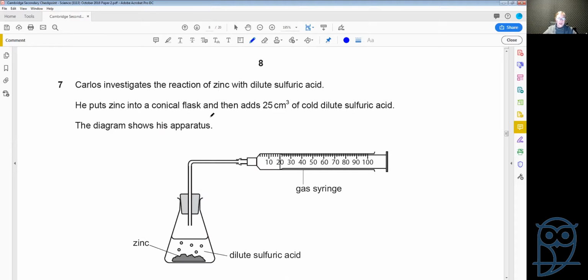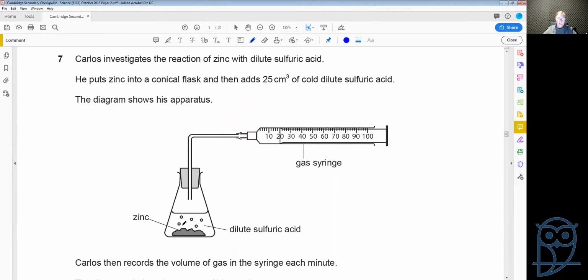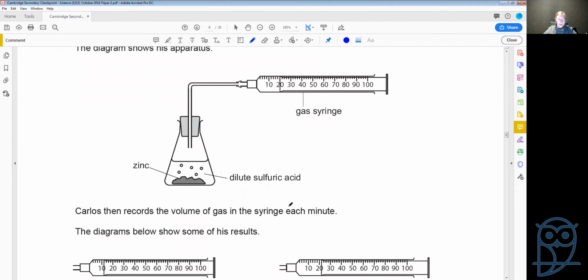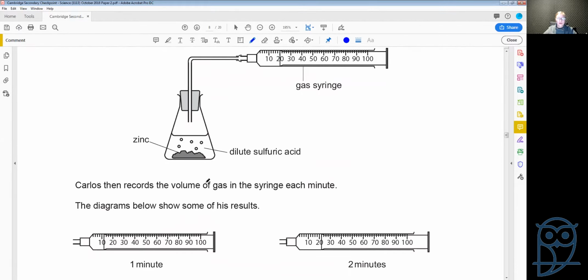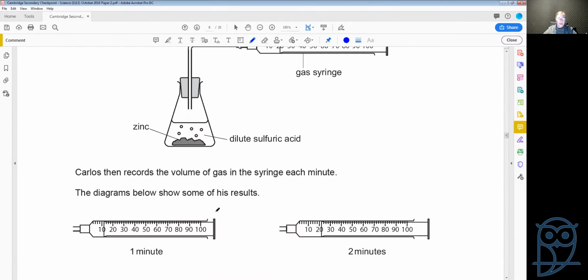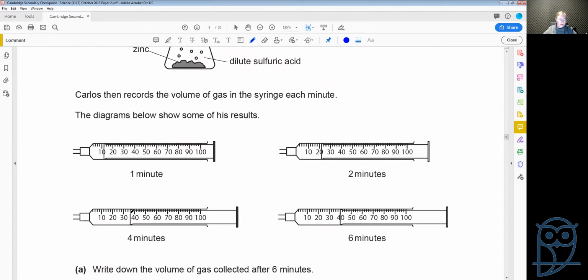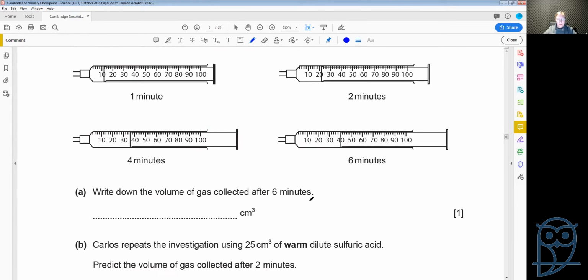So Carlos investigates the reaction of zinc with dilute sulfuric acid. He puts zinc into a conical flask over there and then adds 25 cubic centimeters of cold dilute sulfuric acid. So this is his apparatus. He then records the volume of gas in the syringe each minute. So that's after 1 minute, after 2 minutes, after 4 minutes, and after 6 minutes. So the volume of gas collected after 6 minutes.